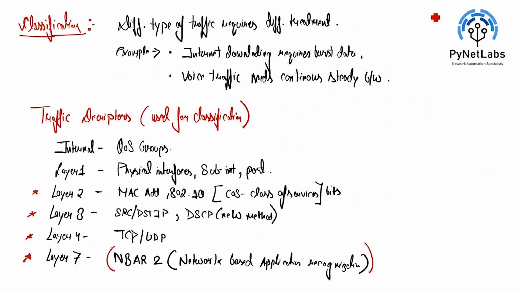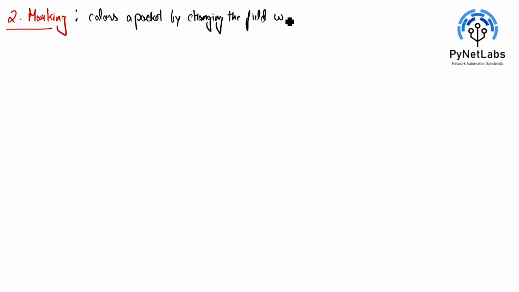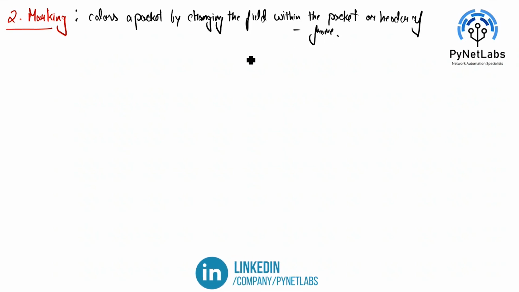Now we'll come to marking, which is your second type of terminology. So we'll write marking here on the second page. Now what is this marking? Marking means it colors a packet by changing a field within the packet or the header of the frame, depending upon what kind of packet we are having.